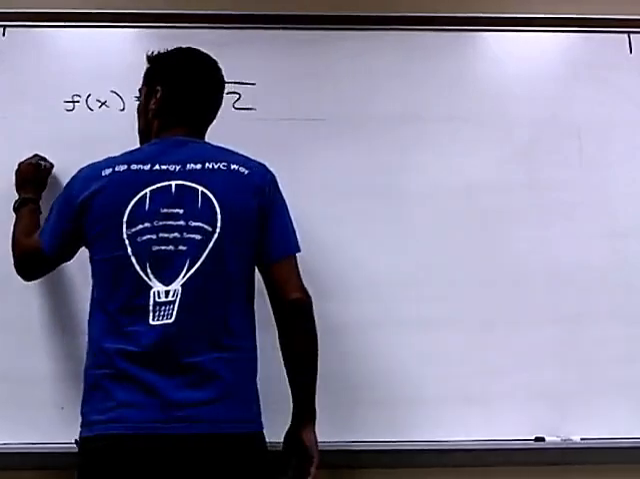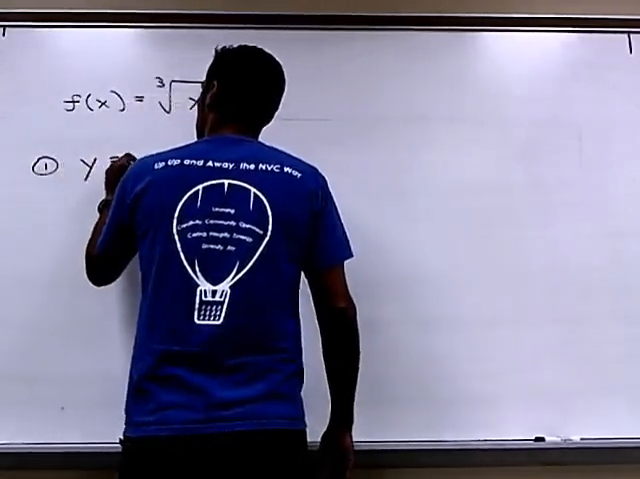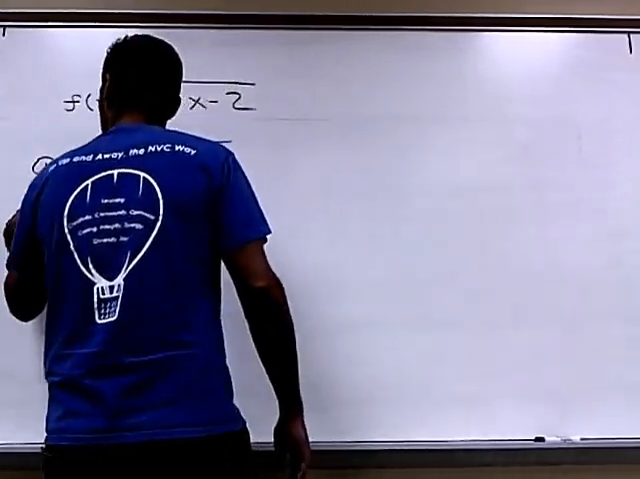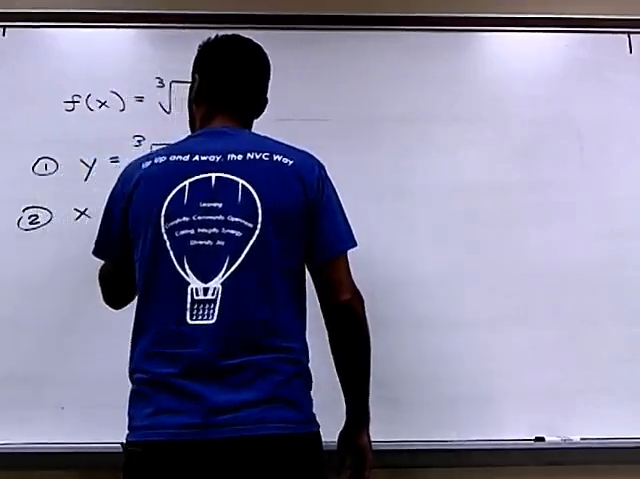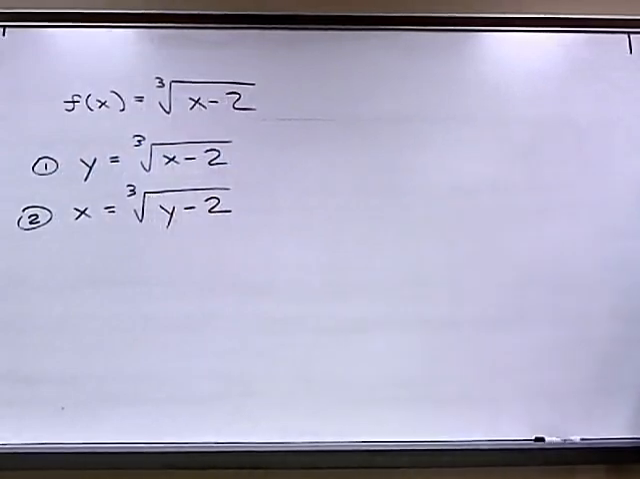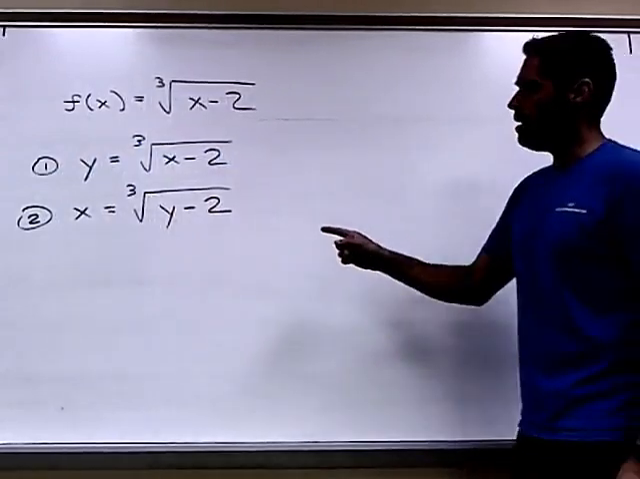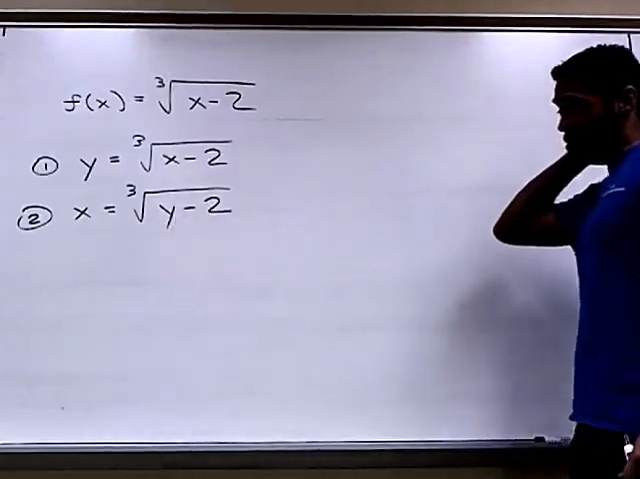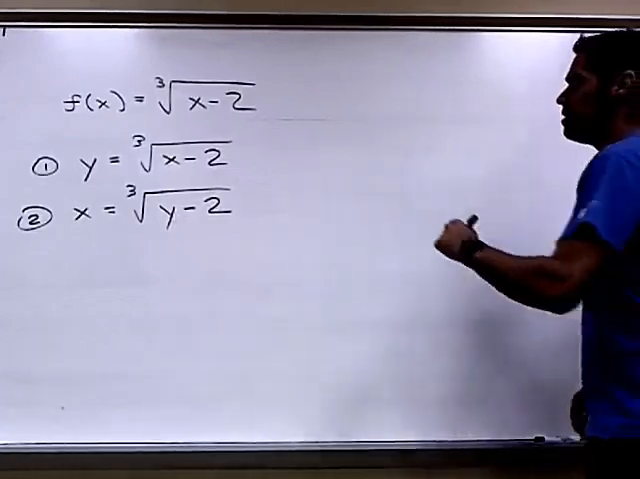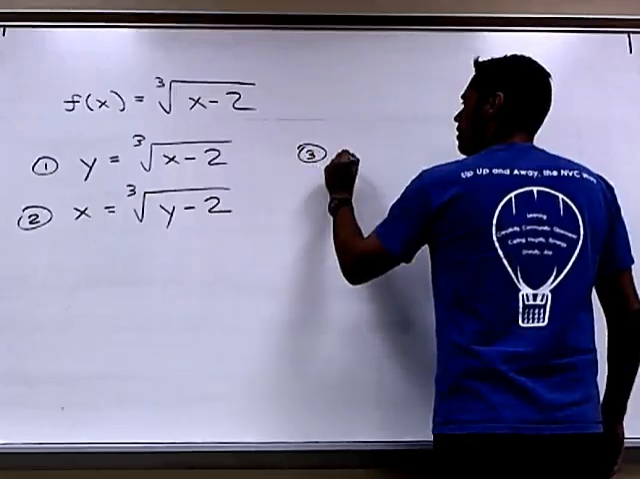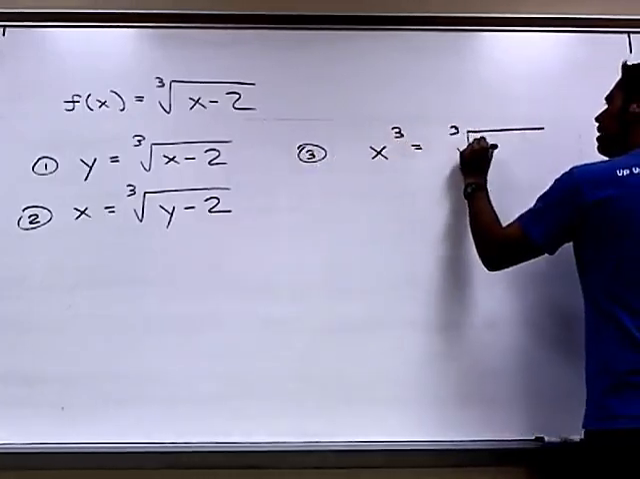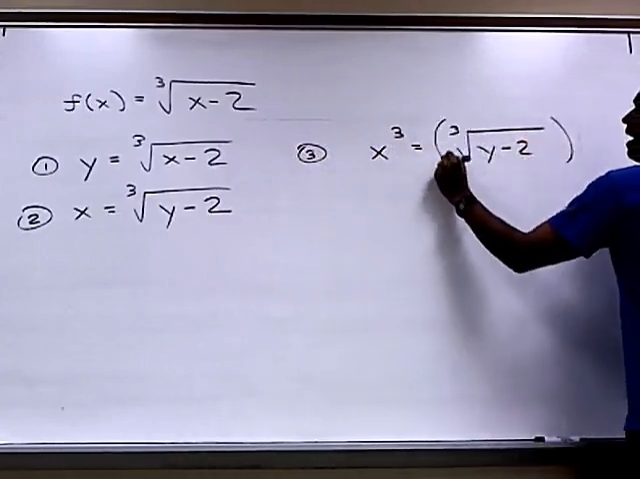So the first step for finding the inverse is to replace f of x with y. The next step is to swap your variables. And then now solve for y. So to get y by itself, we actually have to get rid of that cube root. So we cube both sides of the equation. That means I will take x on the left side, I will cube it. I will take the cube root of y minus 2, and I will cube it.